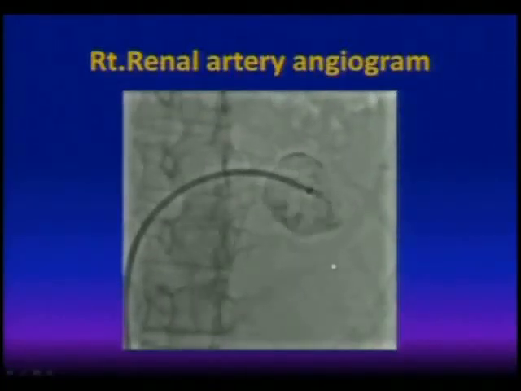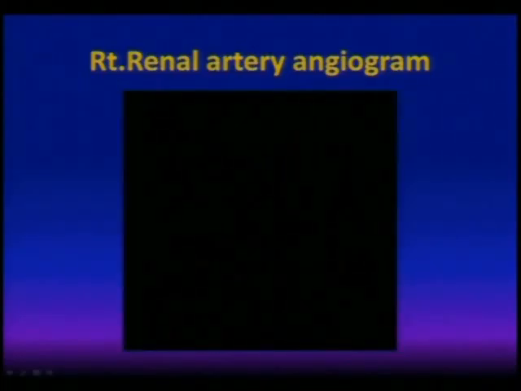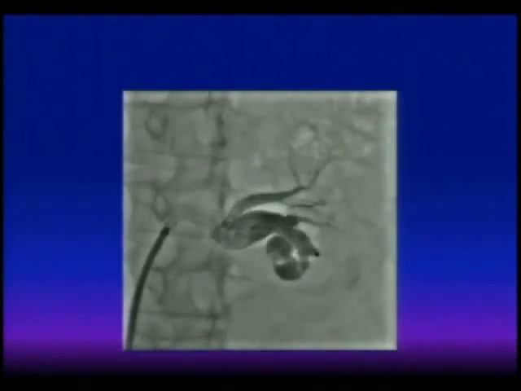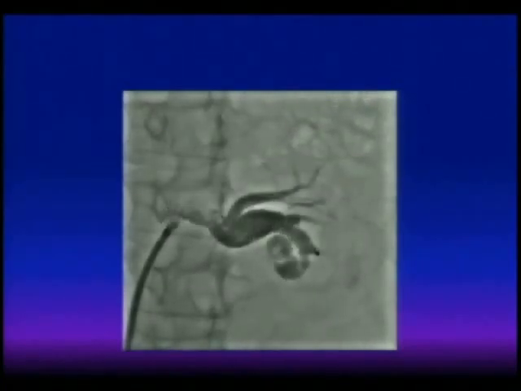then this is the 7 French Amplatzer delivery sheath, and this is the vascular plug, deployed and then released. This is released, and over 24 hours time, this is a vascular plug, there is no fabric, so immediately you may not see the total blockage, but on follow-up, it is totally blocked.